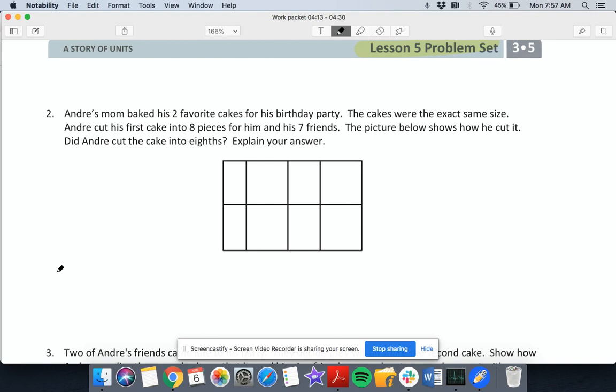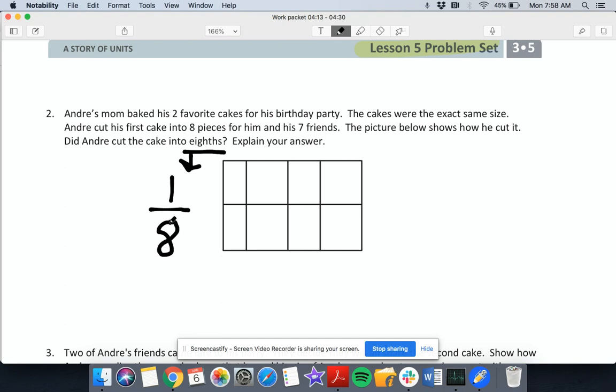Okay, so our problem asks, Andre's mom baked his 2 favorite cakes for his birthday party. The cakes were the exact same size. Andre cut his first cake into 8 pieces for him and his 7 friends. The picture below shows how he cut it. Did Andre cut the cake into eighths? Okay, so eighths. What is an eighth? An eighth is just 1 over 8.